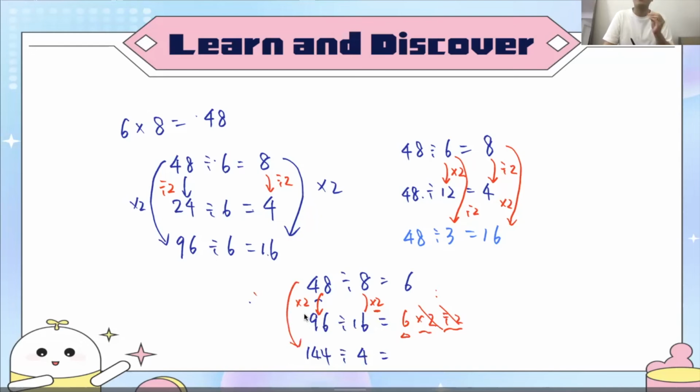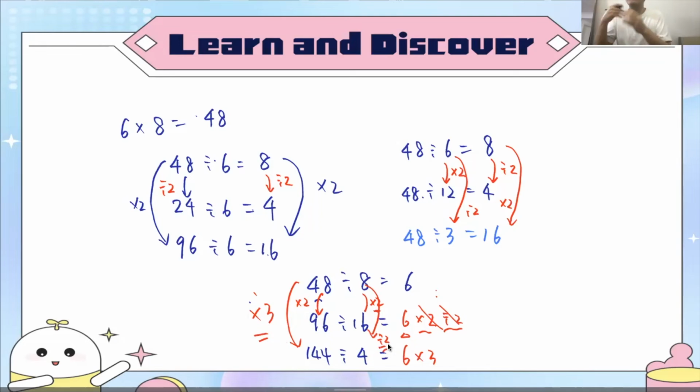What happens on the dividend? We times 3 here, right? And what happens on the divisor? We just divide by 2. So for the result, how do we change the result? We times 3 here. We need to keep this change, times 3. And we divide by 2 here.